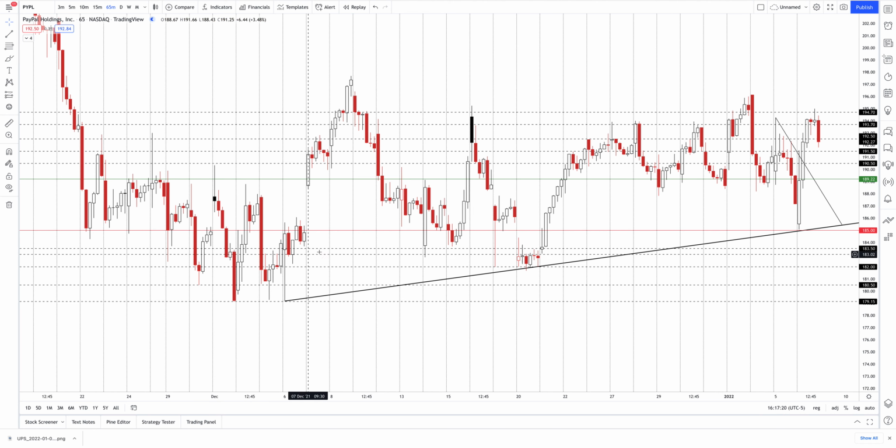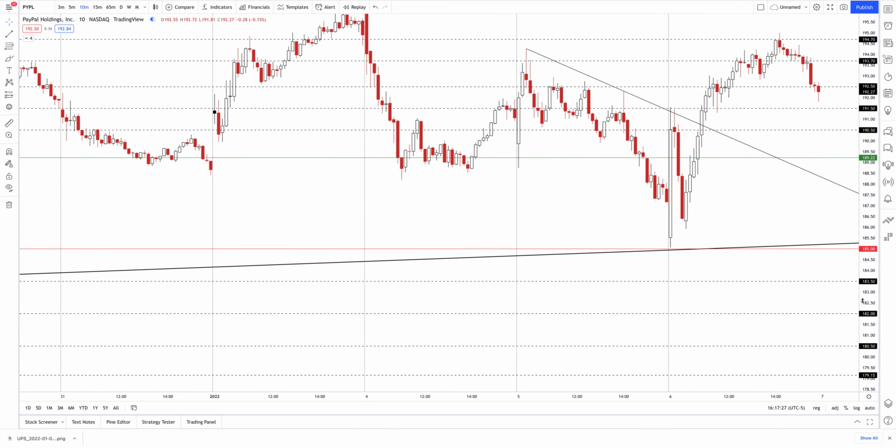Then it acted as a pivot both ways as price tried to figure out where it wanted to go, and so on and so forth. So that was the intent there. Now let's go back to the 10-minute and let's see what happened.